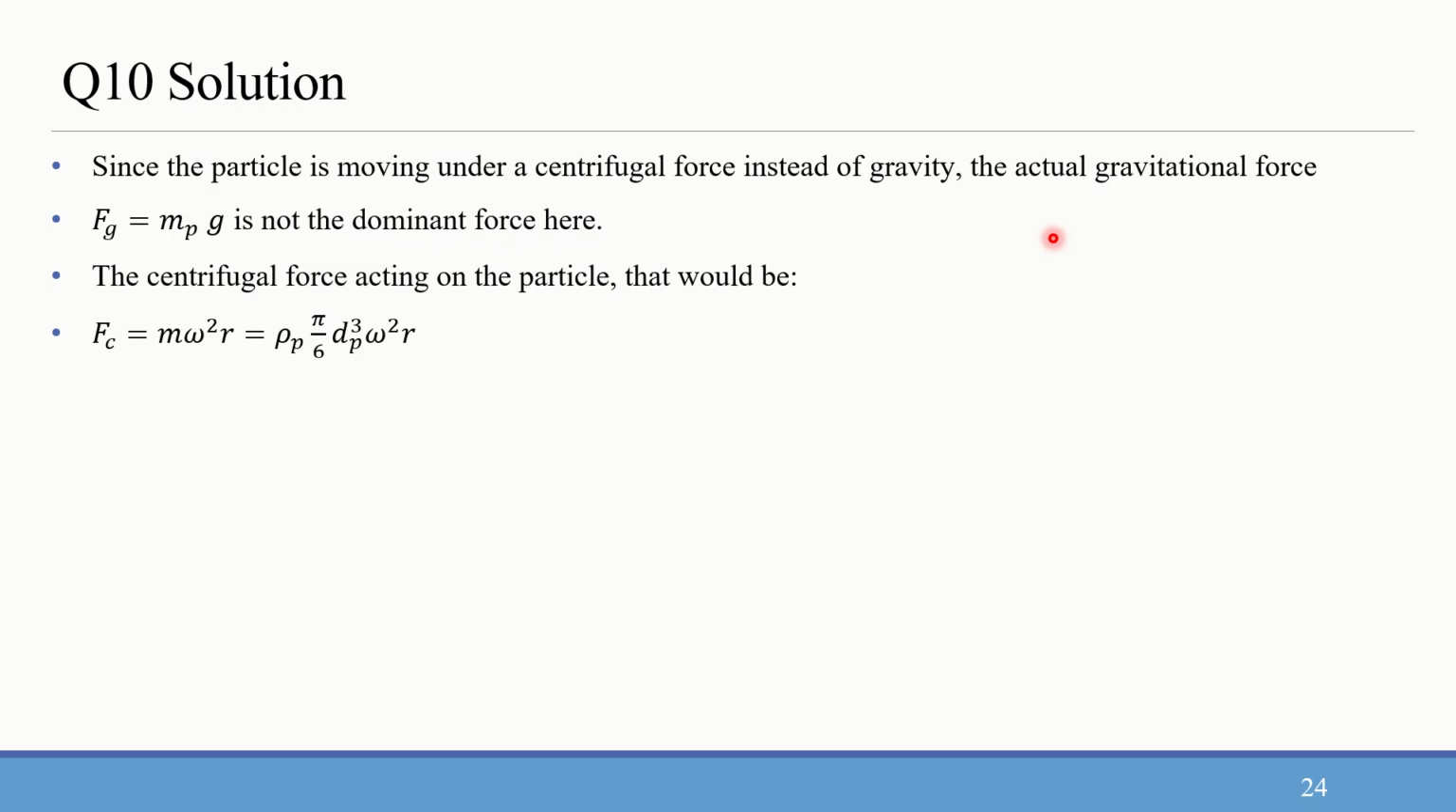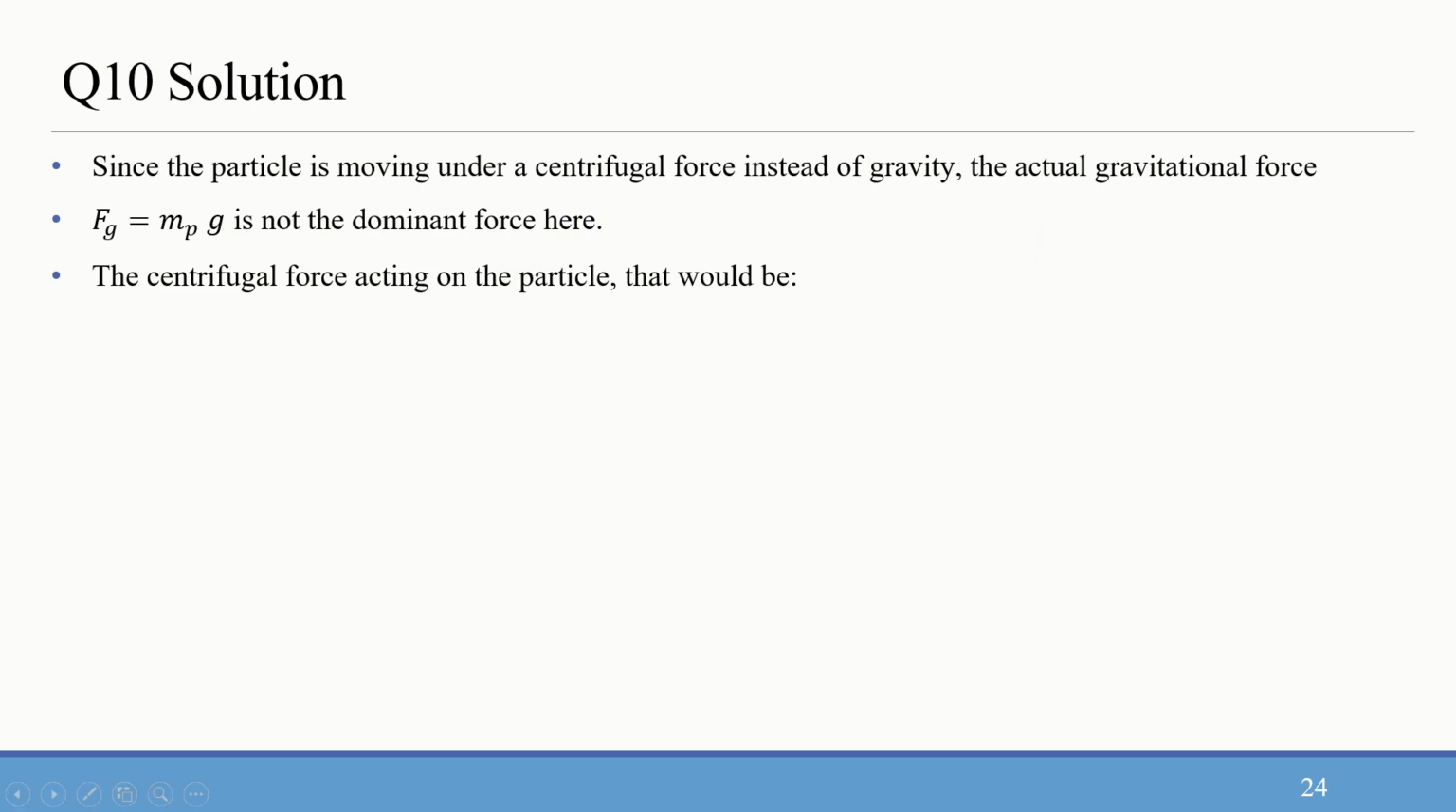So this is the centrifugal force acting on the particle, and if we put m as the mass of the particle, here it is rho p into pi by 6 dp cube, because it is density into volume of the particle, that is volume of sphere. So m is equal to rho p pi by 6 dp cube into omega square into r. So that is the thing.